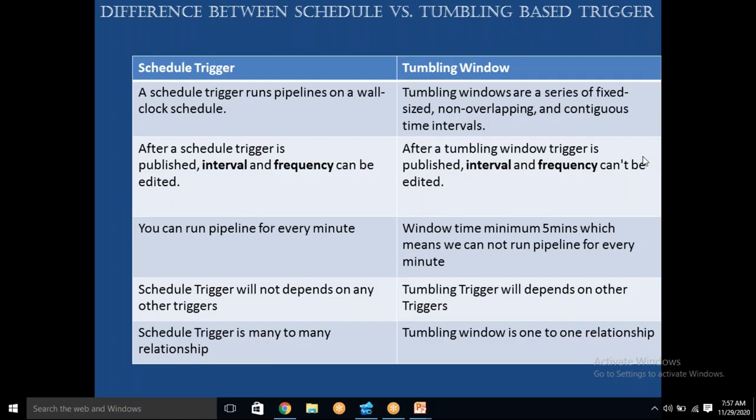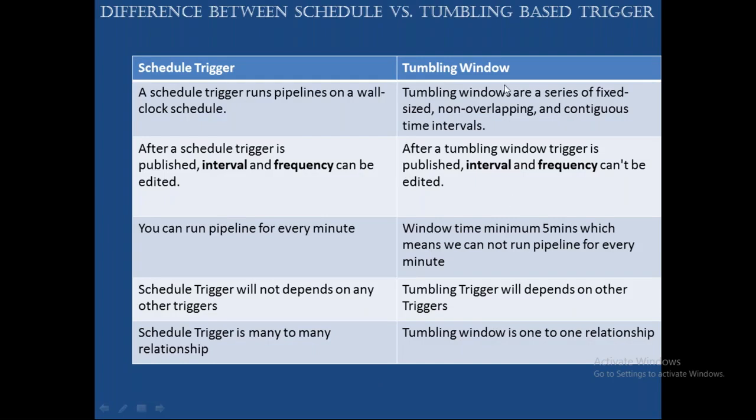One more difference is that backfill is not possible in the schedule trigger, and in tumbling window it's possible. Historical data, that is backward data, we can process in a tumbling window, but in a schedule trigger we cannot process that historical data. Okay.